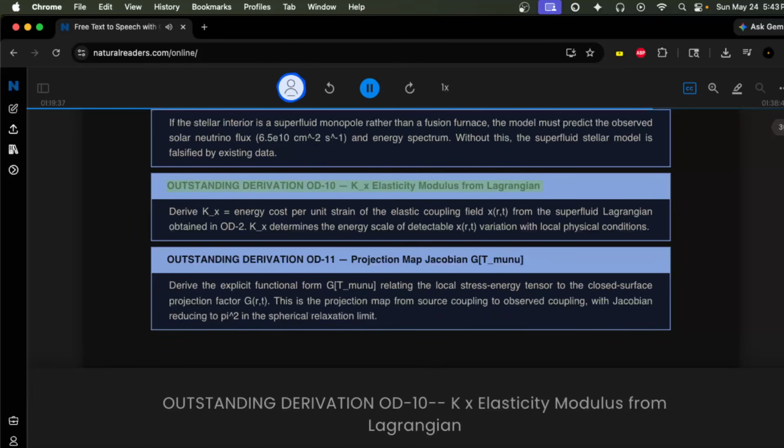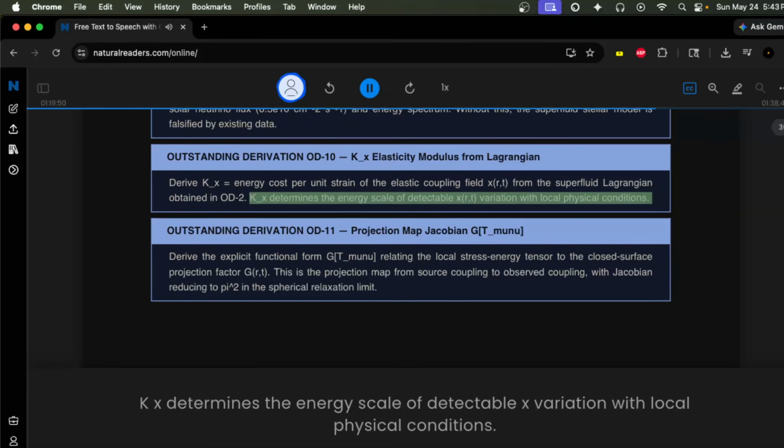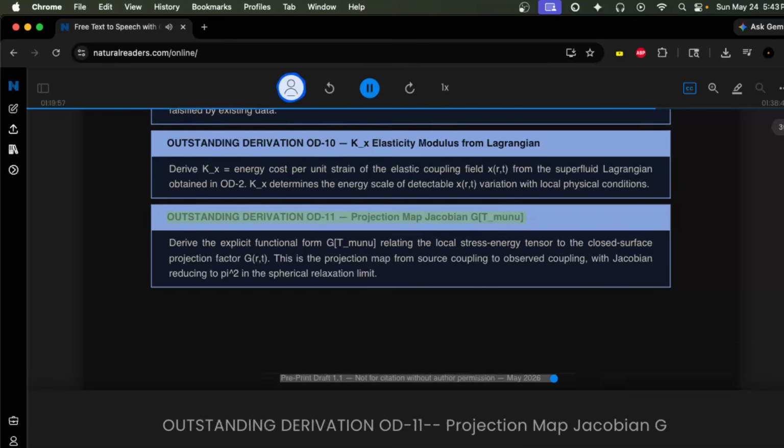Outstanding derivation OD10, Kx elasticity modulus from Lagrangian. Derive Kx equals energy cost per unit strain of the elastic coupling field X from the superfluid Lagrangian obtained in OD2. Kx determines the energy scale of detectable X variation with local physical conditions.